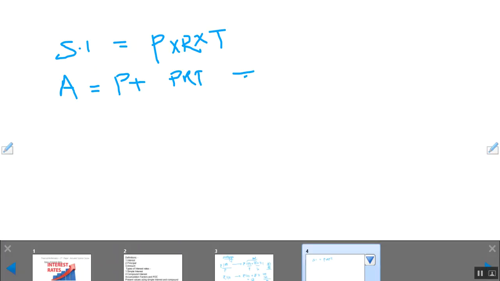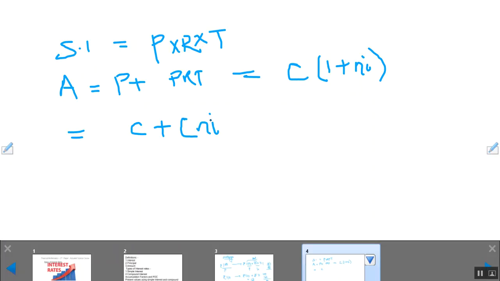Okay, as per actuarial language, we can denote this as C or any other alphabet that you would like to prefer, times 1 plus n i. Why? C is my initial investment. At the end of 1 year, I'll be getting principal, time and rate. So I'm taking the C common out. I'll be getting 1 plus n i as the amount under simple interest.